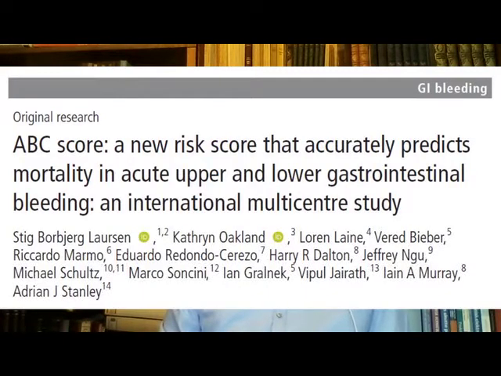The present study is entitled ABC Score, a new risk score that accurately predicts mortality in upper and lower gastrointestinal bleeding, an international multi-center study. As you all know, bleeding from the upper or lower GI tract are common causes of admission to hospital.